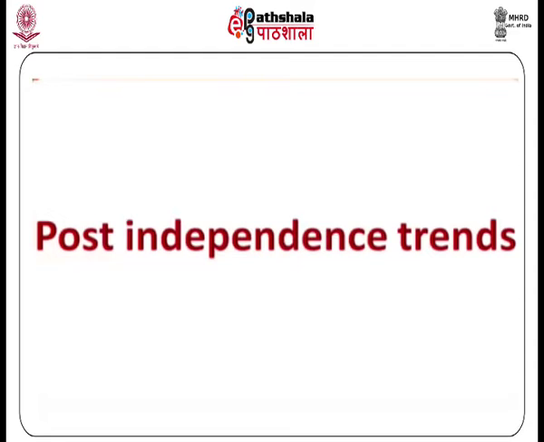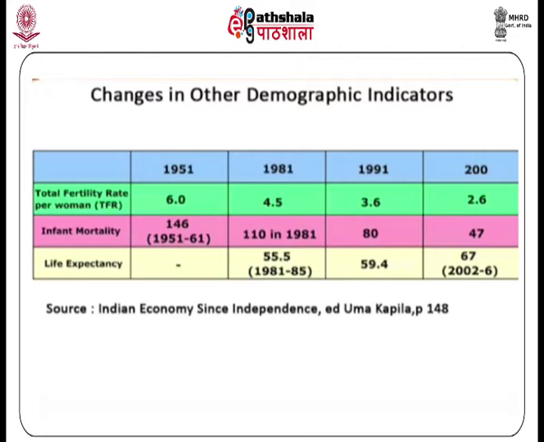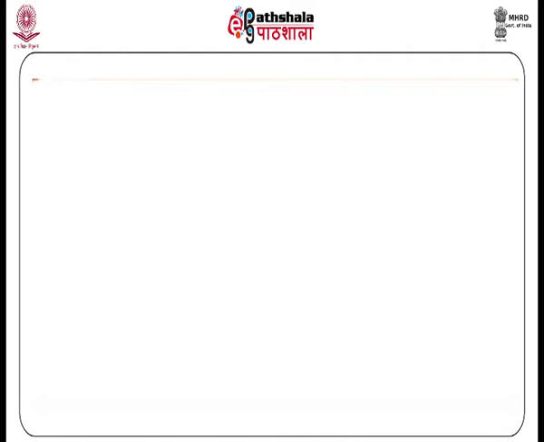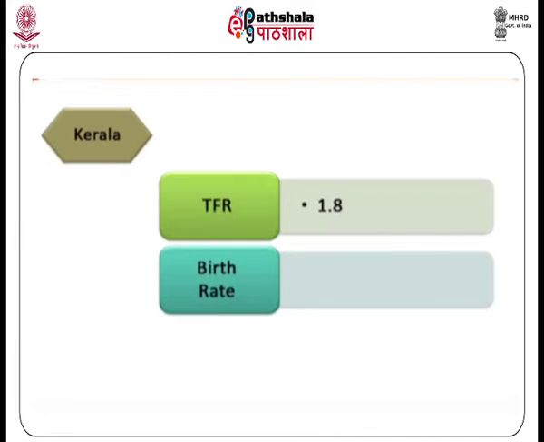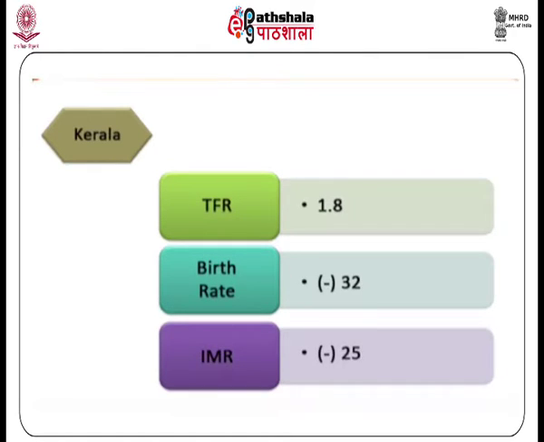Let us now have a look at some post-independence trends. These figures indicate a demographic pattern changing towards a healthier pattern. There are regional variations. For example, in Kerala, the TFR is around 1.8, which is much less than the national average of 2.6. The birth rate is 15 and the IMR is 12.